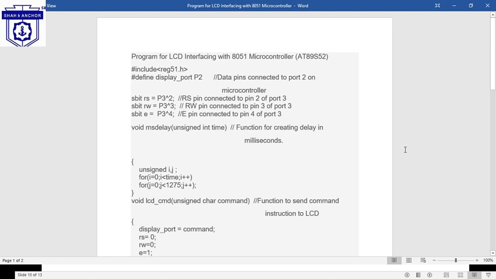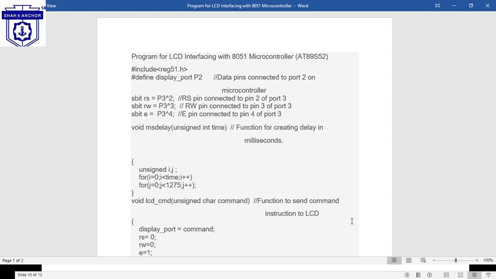Now hope you are able to see this program. So, what is the first? Hash include reg51.h. This is for the 8051. Then we define display port 2, that is, the data pins are connected to port 2 on the microcontroller. Then sbit RS equal to P3^2. That means the RS pin is connected to pin 2 of port 3.